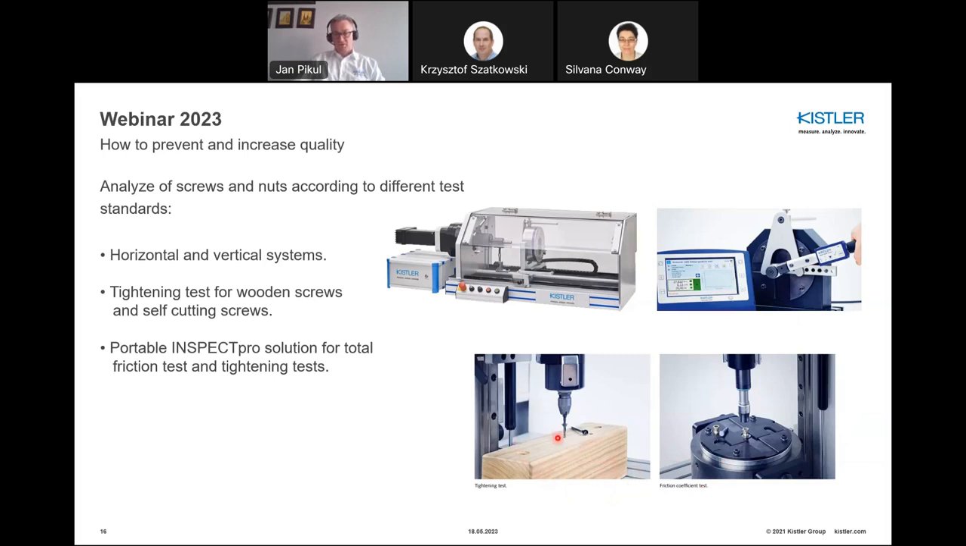The picture on the left side shows how to test the screw in different materials like wood. And on the right side, we have again the force sensor, so we can also use it to determine the friction coefficient. But on this machine we can also test self-forming screws and self-tapping screws. So for the producers, it's necessary to know how big a torque is created by the screw during the fastening process.